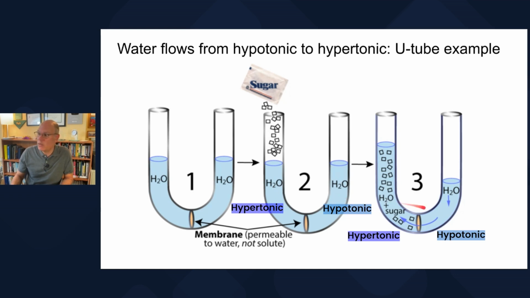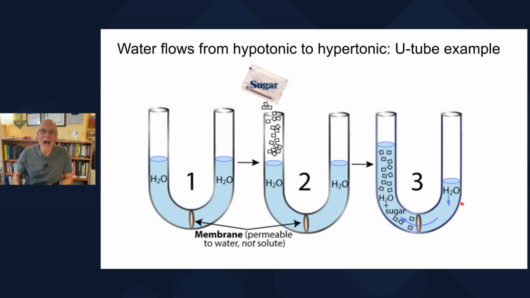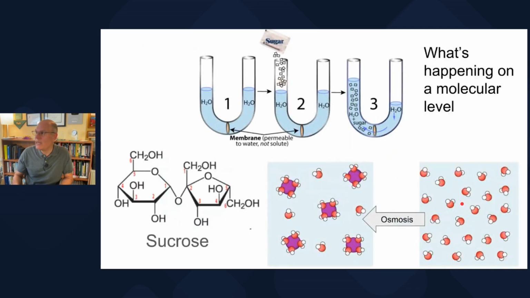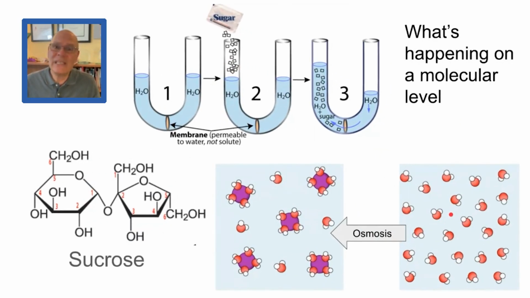Because water always flows from hypotonic to hypertonic, we can see this side of the U-tube rise and this side of the U-tube fall. It's all about osmosis, and just remember, water always flows from hypotonic to hypertonic. Now, this isn't happening by magic, and people will often say things like, water likes to move from the hypotonic side to the hypertonic side, but here we are studying science. We can lift the veil a little bit and look underneath.